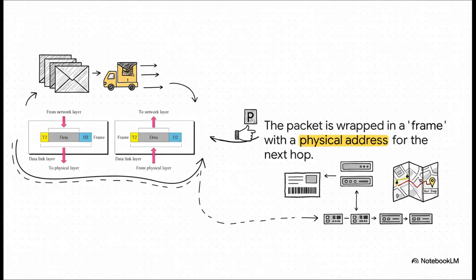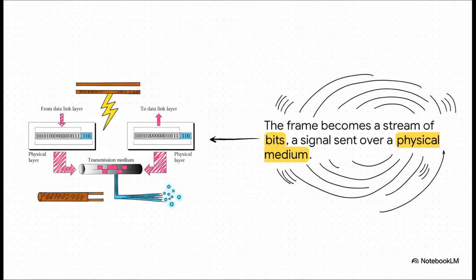To pull this off, the packet gets wrapped in yet another layer called a frame. This frame contains a physical address, also known as a MAC address. So while the IP address is the final destination, the MAC address is just for the immediate next stop. It's like telling the mail carrier, just get this to the sorting office on the next street over. And finally, we hit the physical layer. This is where the digital world becomes the physical world.